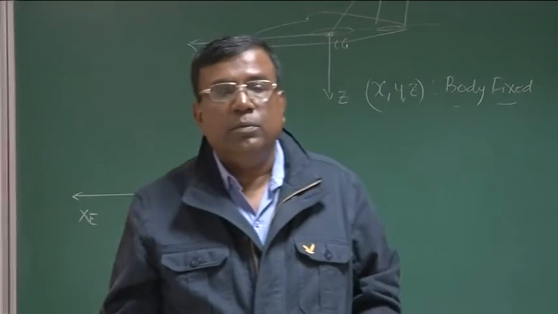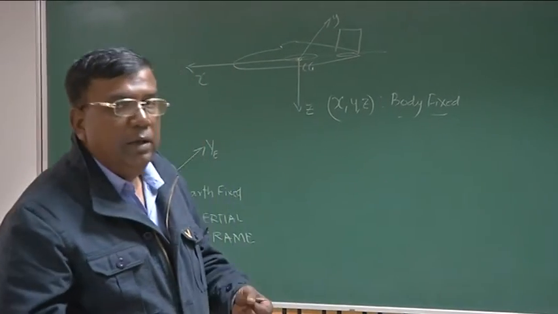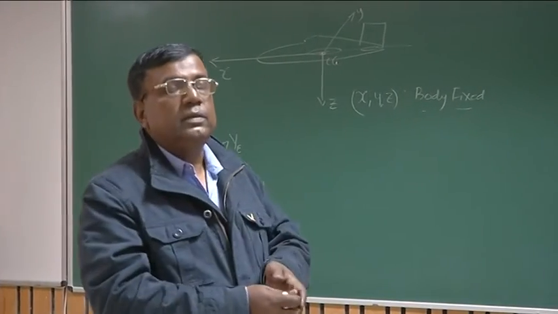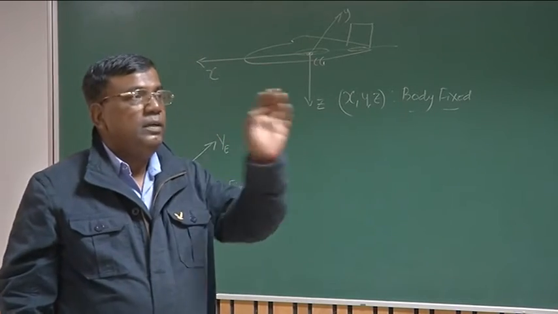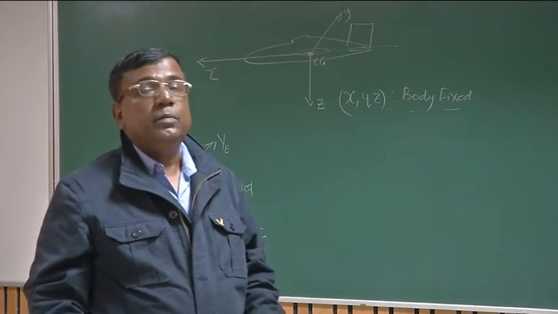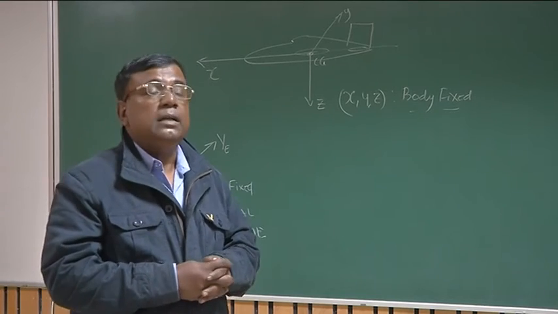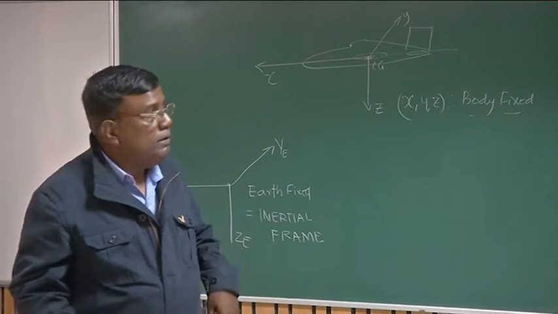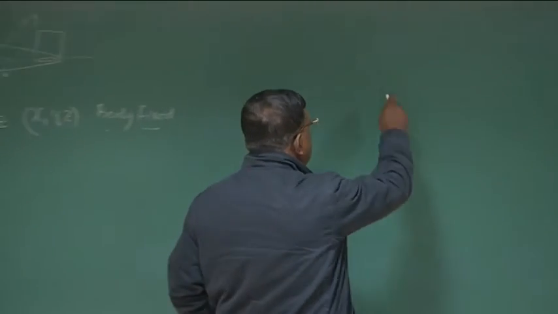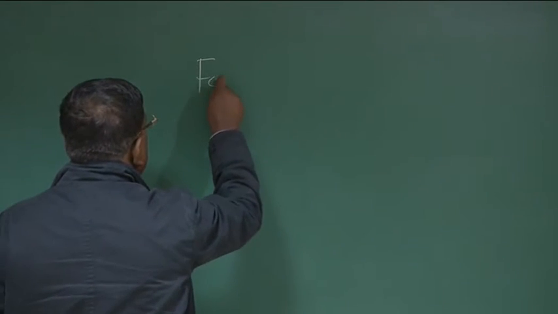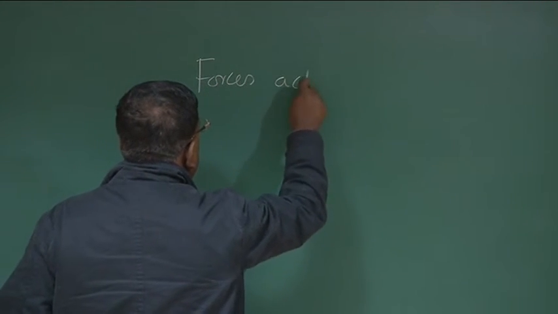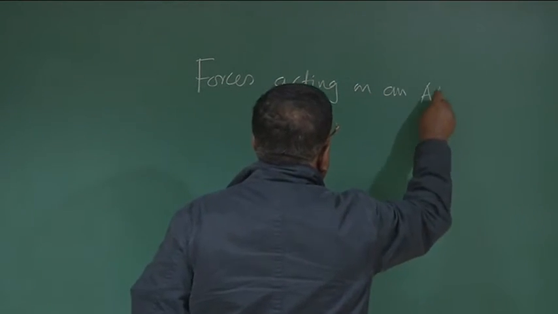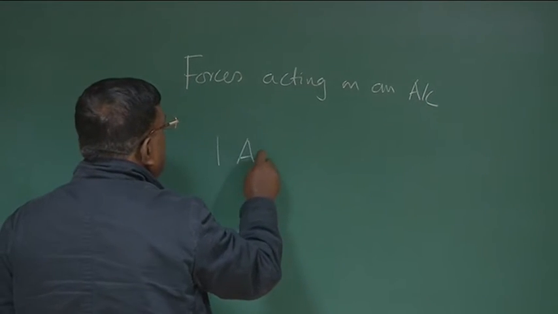When I try to write the equation of motion, if I throw a body, this will be acted upon by various forces, right? One is, of course, the gravity force. Another is, as it is moving relative to air, it will experience aerodynamic force. And if on the body you are putting an engine, then it will have propulsive force. That is, if I write forces acting on an airplane or aircraft in motion, one is, of course, aerodynamic force.